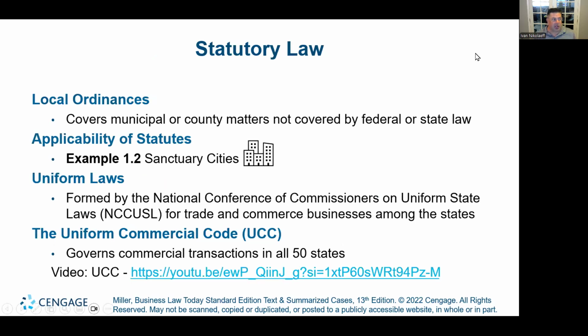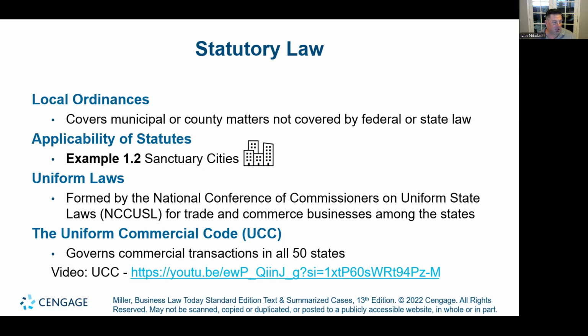So statutory law. In these circumstances, we're talking about local ordinances. This covers municipalities and county matters not covered by federal or state law. And then the applicability of statutes. One example, and again this is a local ordinance, would be the idea of sanctuary cities. So cities that treat illegal immigration as a misdemeanor or minor crime, where you're not really going to arrest or charge people in those circumstances.